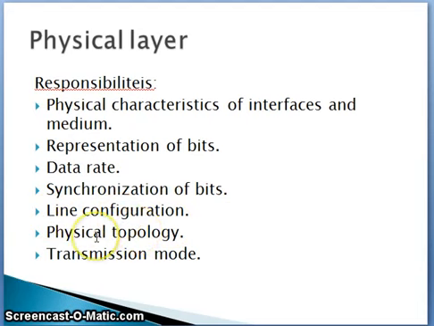Then physical topology: in what topology a particular sender is connected, whether star topology, ring, bus or mesh topology, will be decided at the physical layer. Transmission mode: this decides in which mode the communication takes place, either simplex mode, which is one directional, half duplex mode, which is bidirectional but one direction at a time, or full duplex communication, which provides bidirectional communication between sender and receiver.